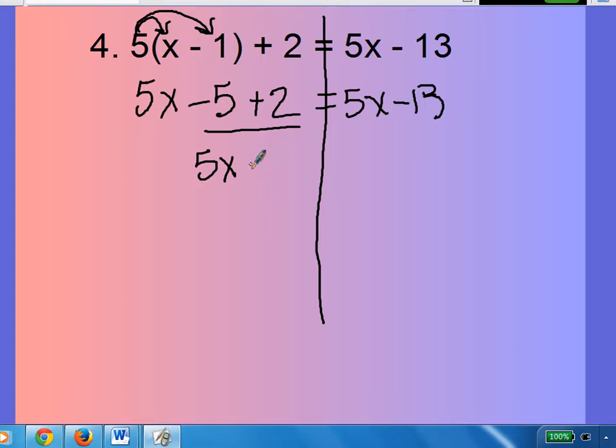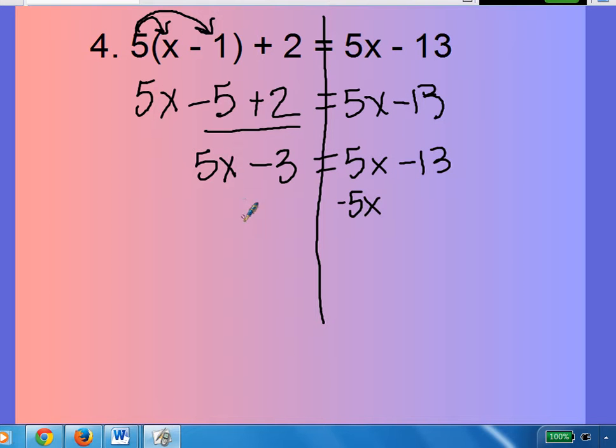Negative 5 plus 2 is negative 3. And here I have this problem: 5x minus 3 equals 5x minus 13. Now I gotta say that's already making me feel like something might be a little wrong. Let's continue working. Let's move our x's to the same side, put our constants on the other in our quest to get the x isolated.